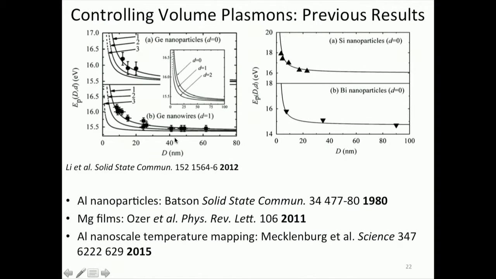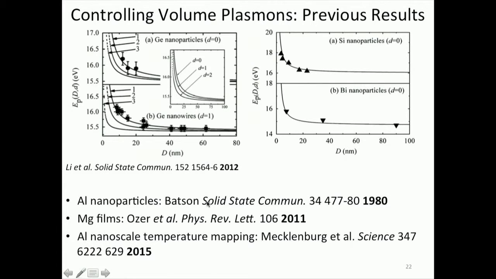And you can see here that you can only see a change in the volume plasma energy when you go to features smaller than 30 nanometers. You can see a small change here in germanium when the feature size is smaller than 20, and here in germanium nanoparticles too. So it's very challenging to change the energy of the volume plasmas with feature size.